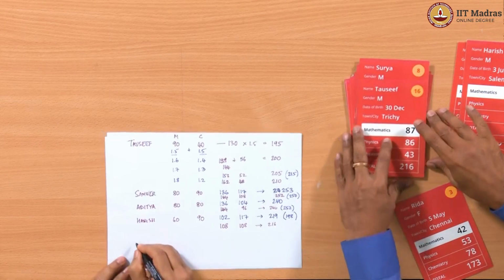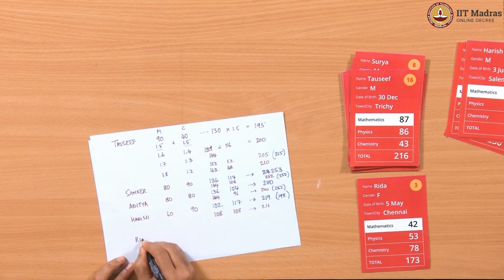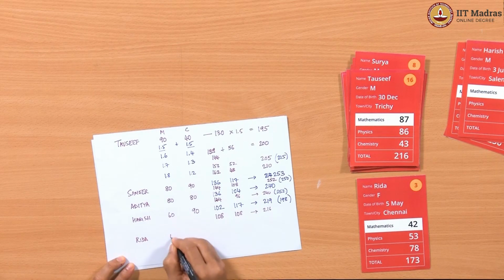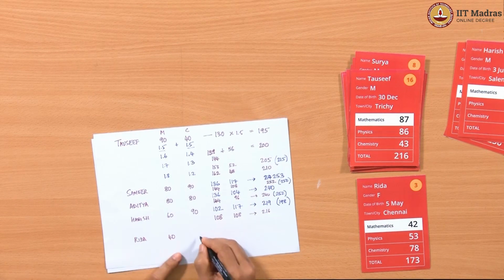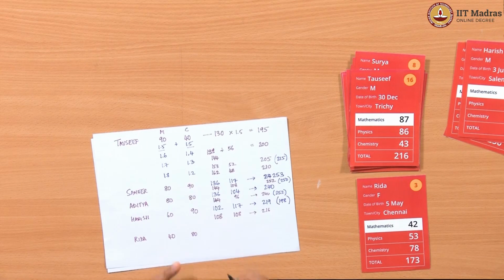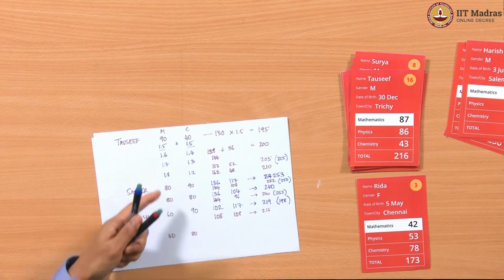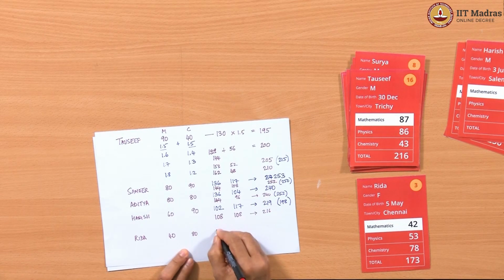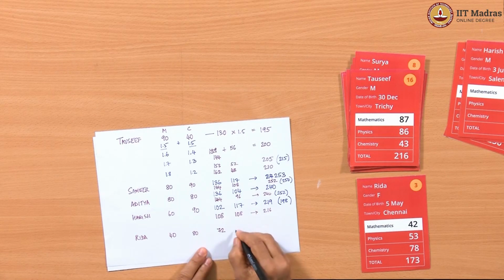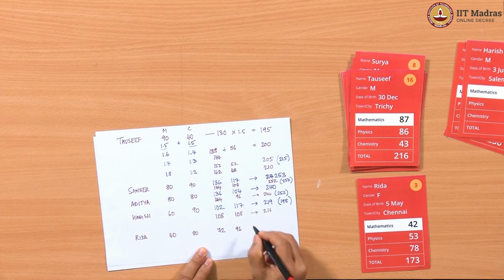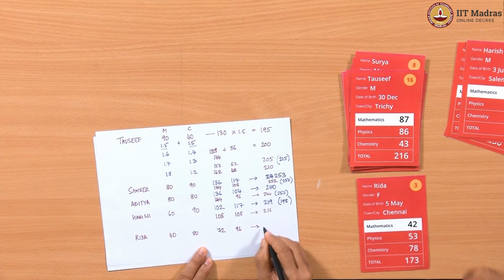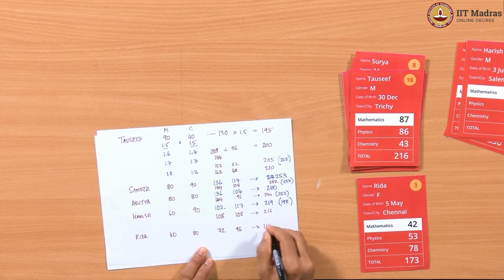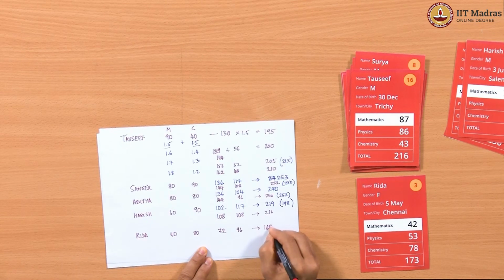Rida. Oh, very low in maths and quite high in chemistry. So now we'll go with the most recent one, 1.8. Why don't we do that? So that's 72 here, I think. And here it is 96. 168. Not bad. Surprising. Not at all bad.